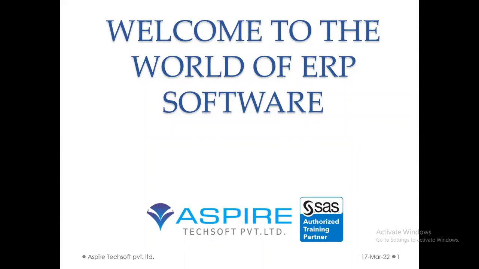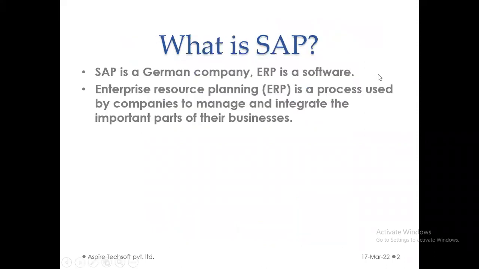Today, we will discuss what is SAP and what is ERP. SAP is a German company and ERP is its software. So now what is ERP? ERP is an enterprise resource planning software, or it is a process used by some companies to manage and integrate the important parts of their businesses.